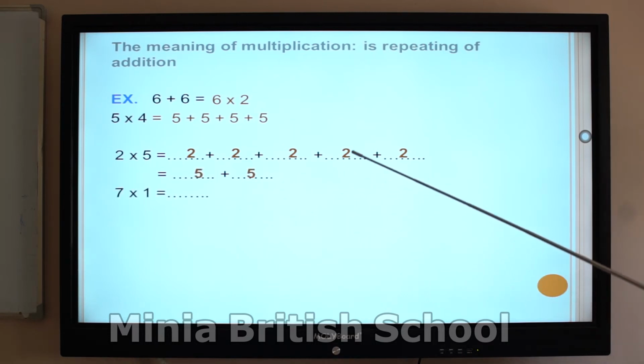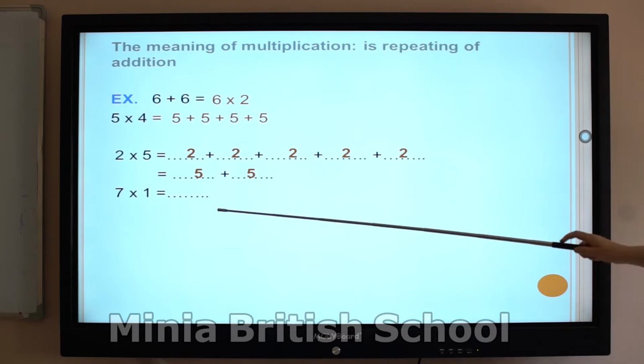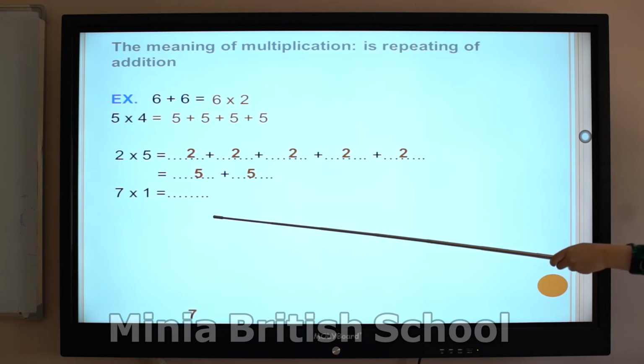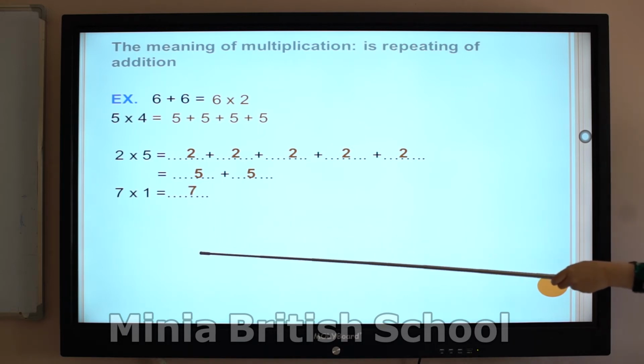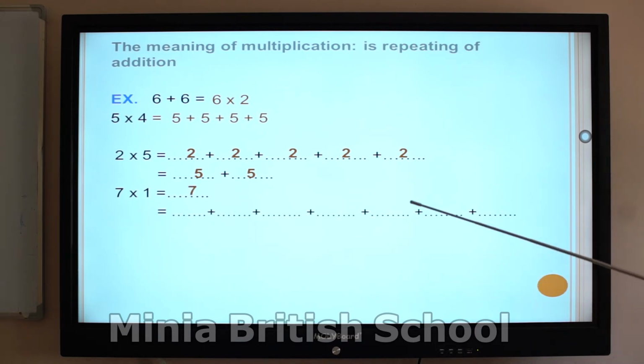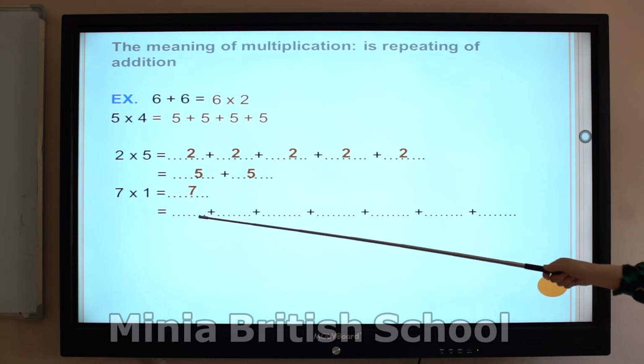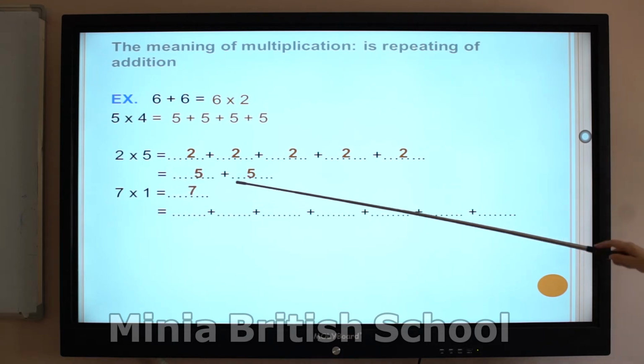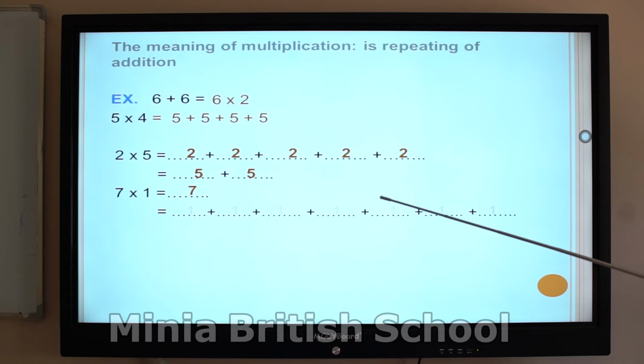Okay, 7 times 1. Here, how many spaces? It's 1 space. So it's 7 repeated 1 time. And 7 times 1 also. Here I have 1, 2, 3, 4, 5, 6, and 7 spaces. Here, 1 repeated 7 times. So I will repeat it 7 times.